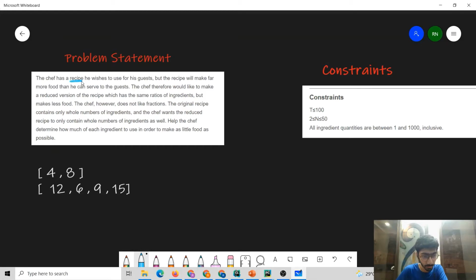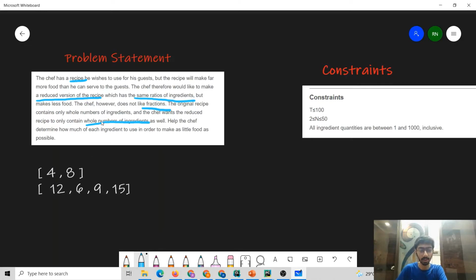The chef has a recipe. He wants to make a reduced version of this recipe which has the same ratios of ingredients. The chef does not like fractions, and so the reduced version should also have whole number of ingredients. We want to help the chef to minimize the array in such a way that every pair of ingredients has the same ratio as it was before the reduction, and every element should still remain a whole number.